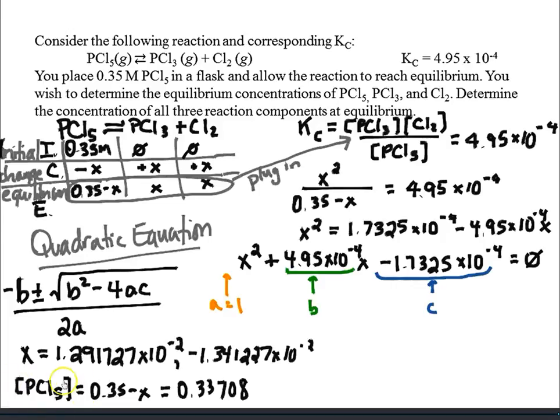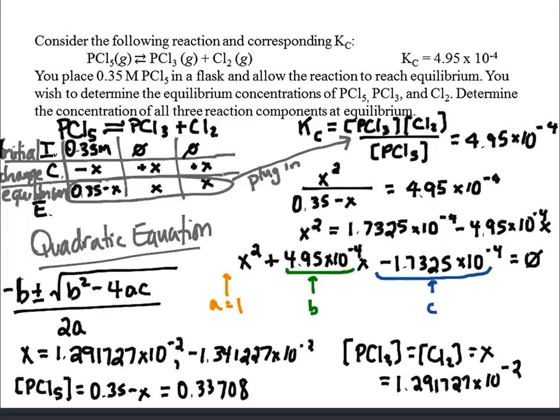That means when we solve for PCl5, it's 0.35 minus x, which gives us 0.33708, which is going to round to 0.34. And then the other two are just equal to x. So if we go through and figure out significant figures, it appears we have to go through actually the quadratic equation and figure out how many sig figs the answer should have. So x is accurate to 2 sig figs, and that means in this number, because it's 0.35, it's accurate to the hundredths place. You get 0.34 molar, and you get 1.3 times 10 to the minus 2 molar. That says 0.013 molar.